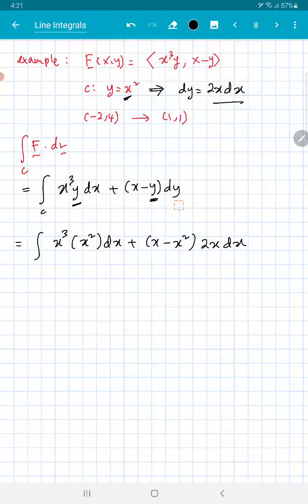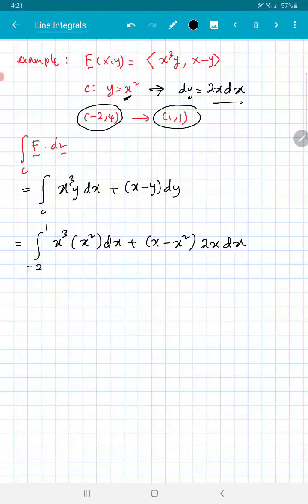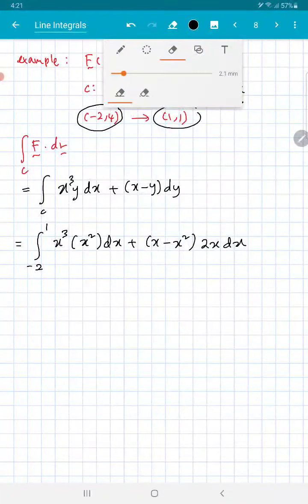Okay, now let's get the limits for x. Here we're going to use the x coordinate of the initial and the destination point. So here, this is the initial point, so the x coordinate of that is -2. That would be the lower limit. And here, this is the destination point, and the x coordinate is 1. So the upper limit is 1. Alright, so now we're going to evaluate this.